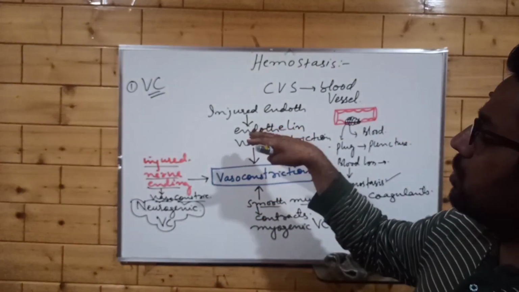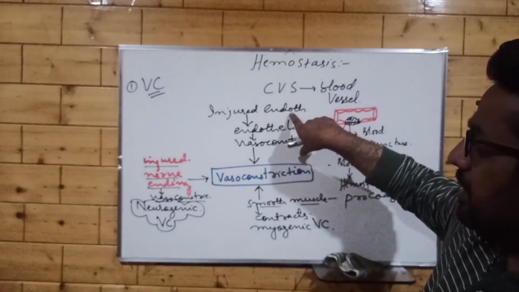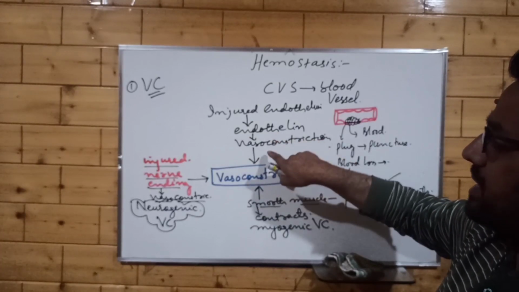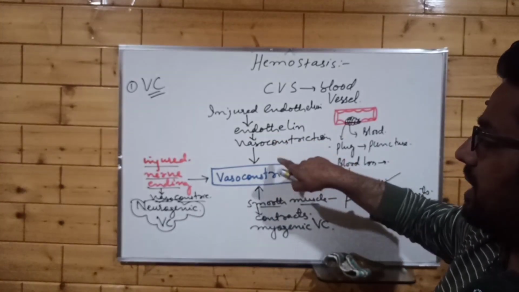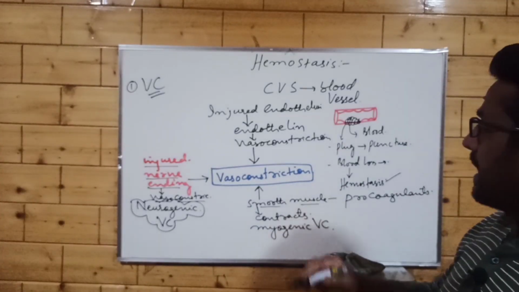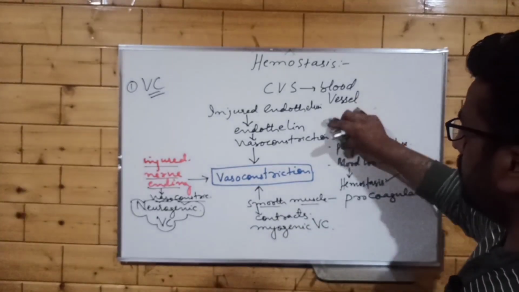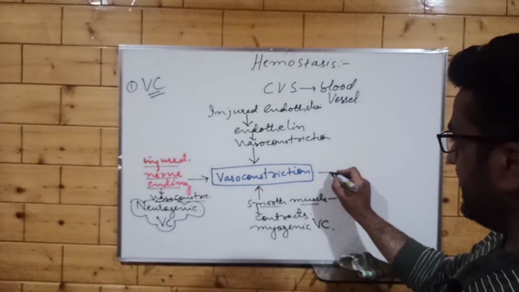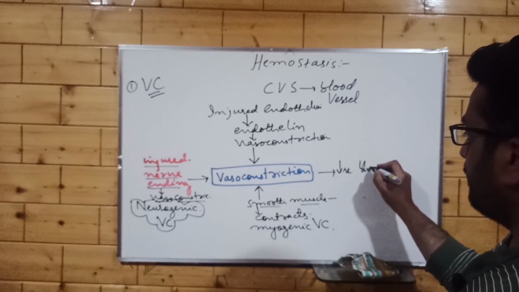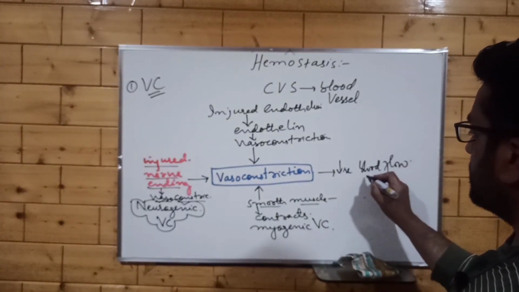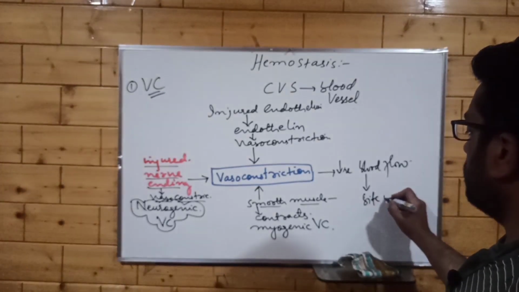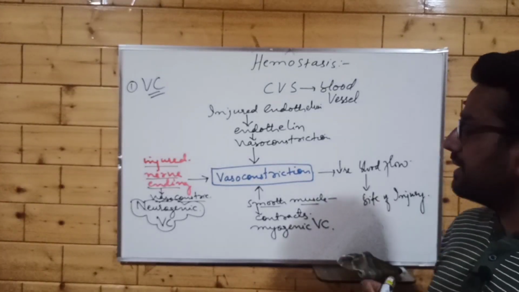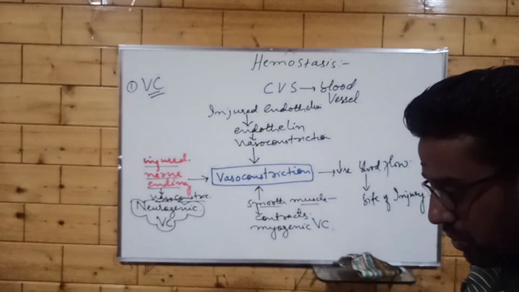And the third way to achieve the vasoconstriction is injured endothelium. What will it do? Injured endothelium will release endothelin, and endothelin itself is a potent vasoconstrictor, and it will lead to vasoconstriction. And what is the overall consequence of this vasoconstriction? It will lead to decreased blood flow towards the site of injury. This is basically what is to be achieved through the first step, that is vasoconstriction.